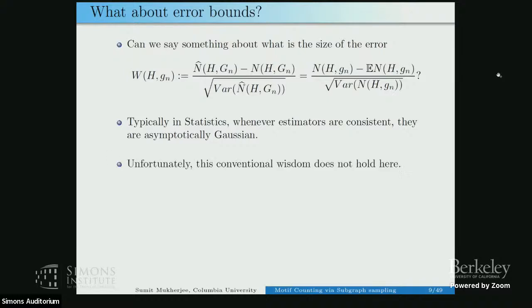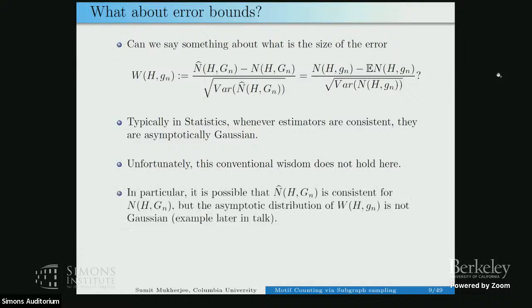However, as it turns out, and I'll go briefly over this in the example in the later part of the talk, I hope I have some time for that, this does not hold here, in the sense that it's possible for your estimator to be consistent, but these fluctuations to be non-trivial and non-Gaussian. In the example, it will be a centered Poisson, and in particular, the class of limits could be a Gaussian, a Poisson, or a mixture of these, and we don't know the class of all possible limits.